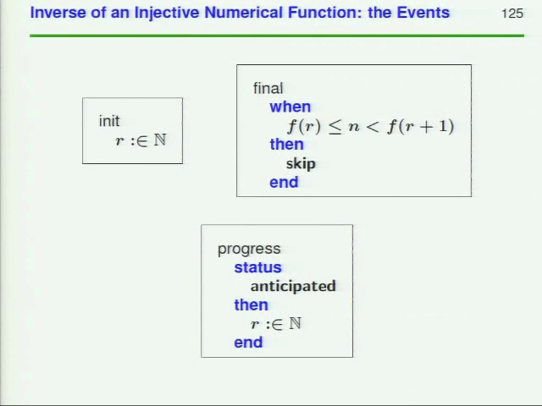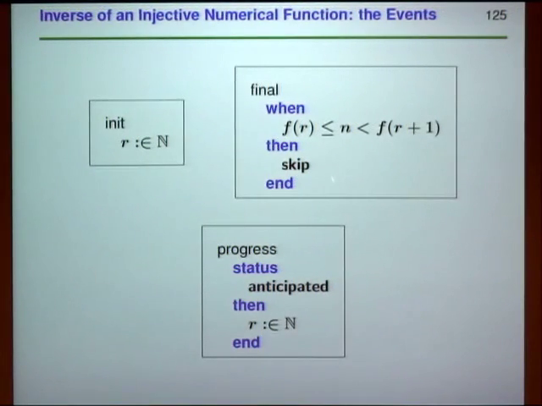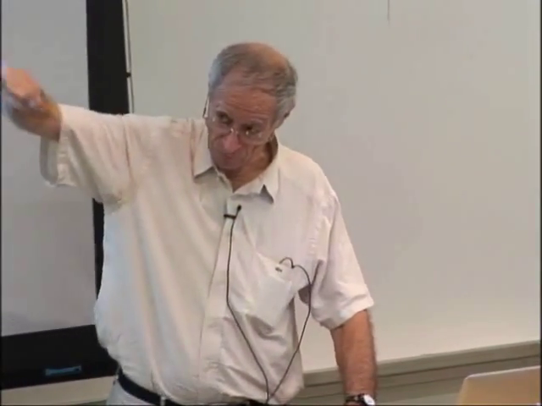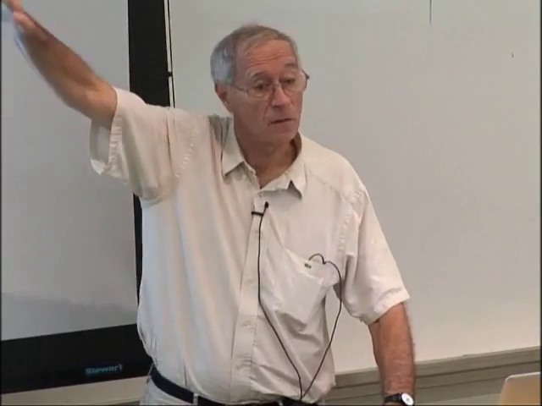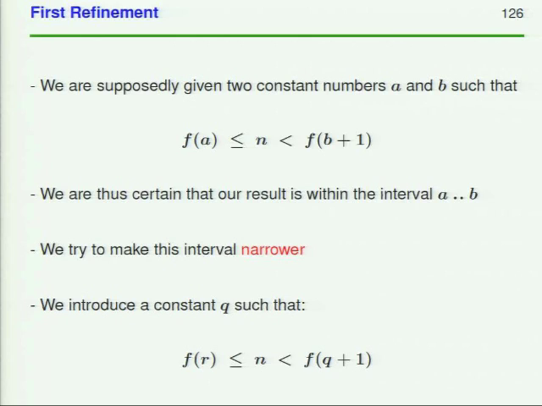And so we take exactly the same approach as for the square root by defect. f of r is smaller than or equal to n, and n is strictly smaller than f of r plus 1, and we have some anticipation. Okay, so the idea now is that we are going to take advantage of the fact that f is increasing.